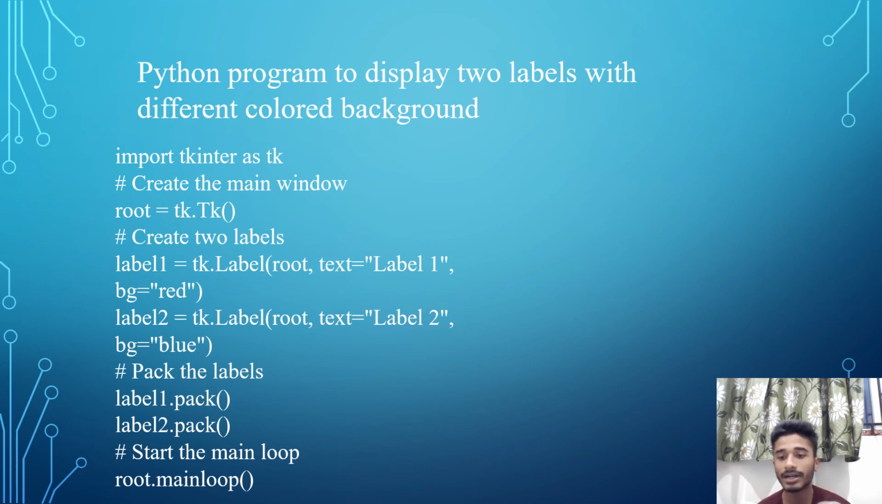Now next step is create two labels. So label1 equals tk dot Label, inside the bracket root comma text equals label 1. Here we are just writing the name of this thing inside the text equals label 1 comma bg equals red. Bg means background color. The next statement is label2 equals tk dot Label, inside which we are going to write root comma text is equal to label 2 comma bg equals blue. Again bg is background color. Then we are going to pack the labels, label1 dot pack and label2 dot pack, then start the main loop root dot mainloop.